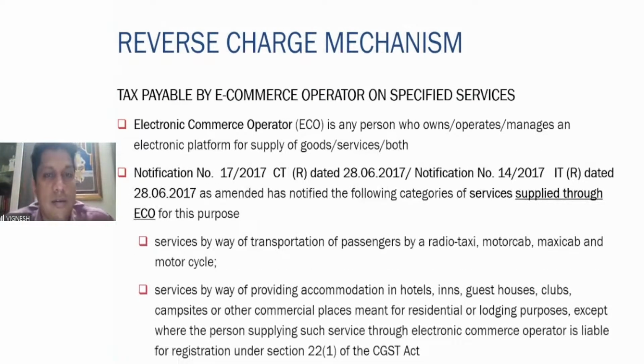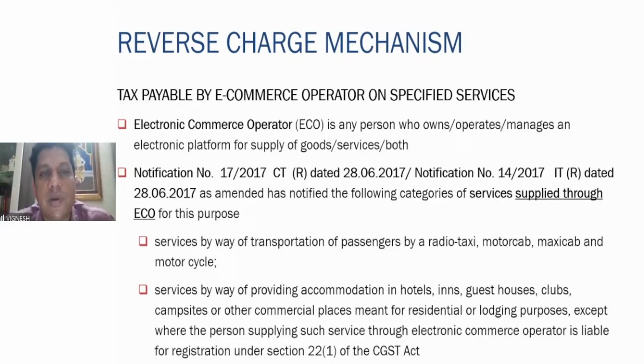Then the next point with regard to section 9 subsection 5, specified services on which the tax is to be paid by the e-commerce operator. As I told you, what is an e-commerce operator? Any person who owns, manages or operates an electronic platform for the supply of goods or services or both. Notification also is given with regard to the category of services supplied through the electronic commerce operator. So this notification covers the types of services which are covered by the e-commerce operator and the types of services for which the e-commerce operator is the person who is required to pay the tax on the reverse charge basis.